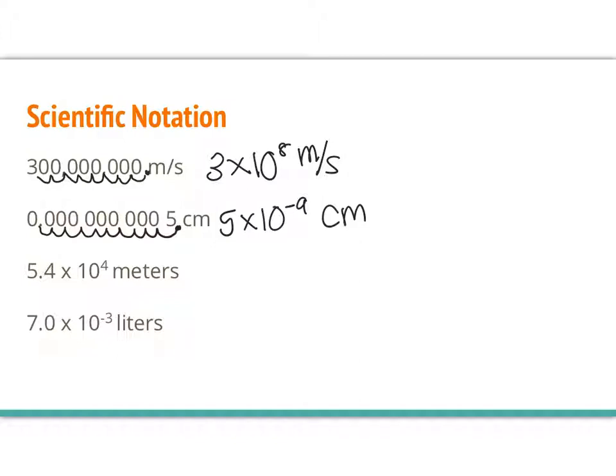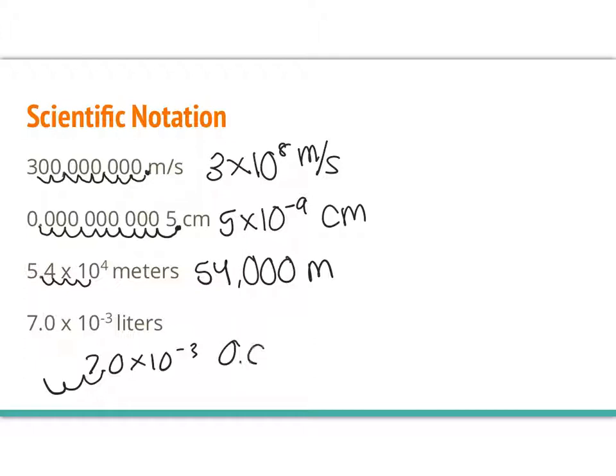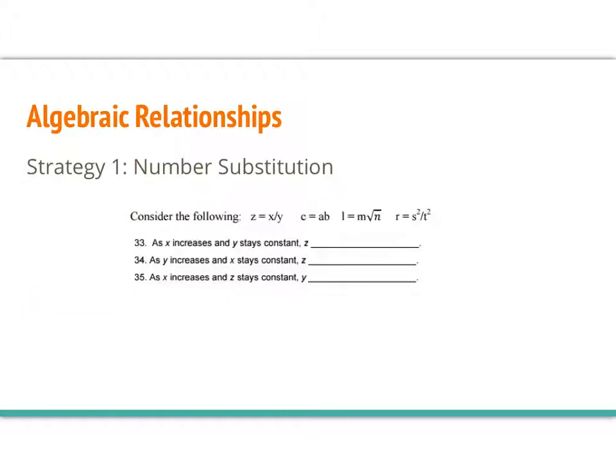Next one, 5.4 times 10 to the 4th meters. So I'm going to move this guy over 4 times: 1, 2, 3, 4. So I can write that out. Not too bad. My last one, so this is a negative, okay? So I'm going to move this over 3 to the left. Let me write this out a little better. Move over 1, 2, 3. So 0.007 liters.